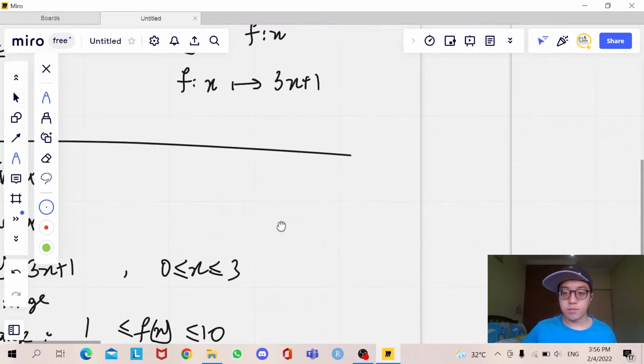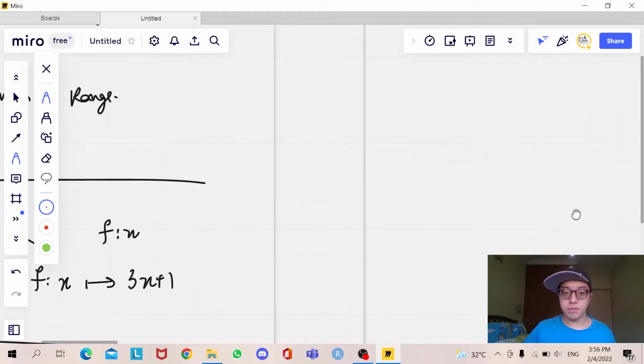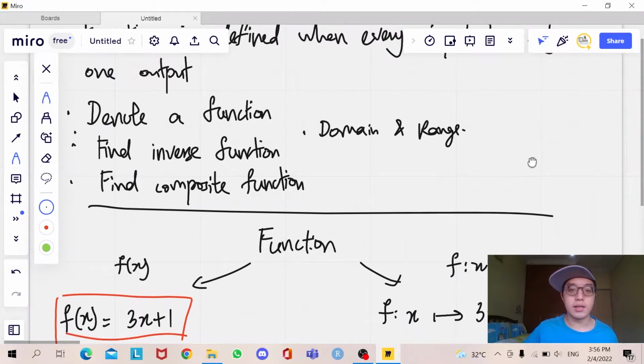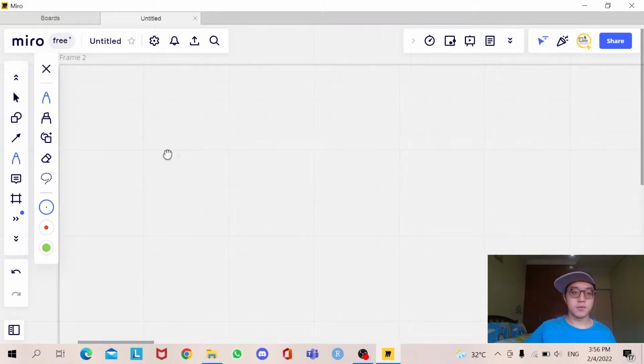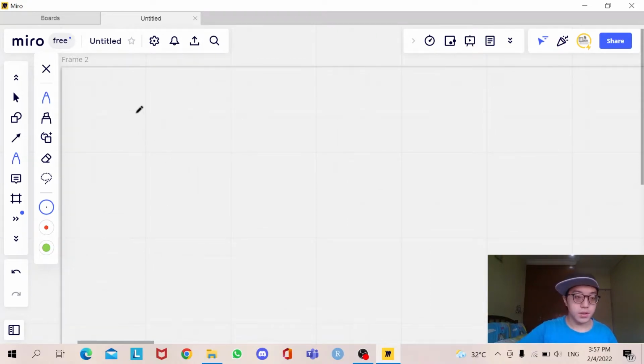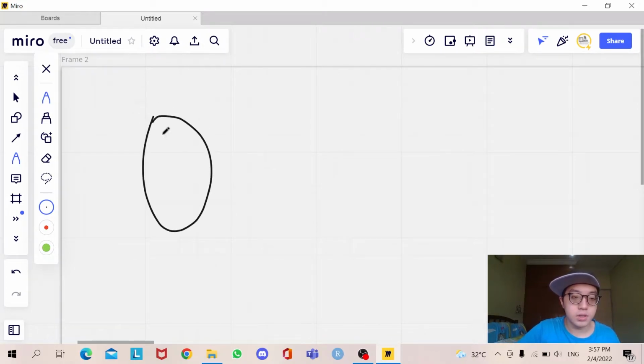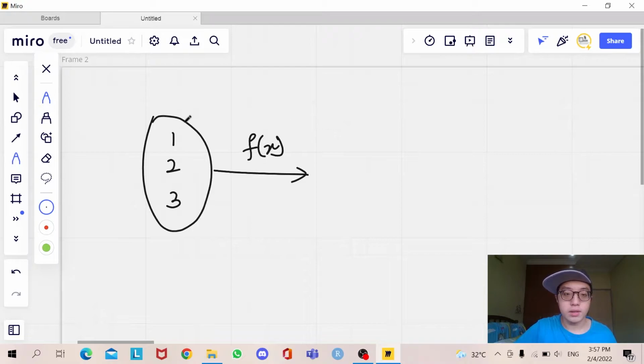So the next part here, we are going to be learning how to find an inverse function. So what is an inverse function? Let's say you have a set of values, 1, 2, 3. This goes through f(x); this is your domain, and this is your range.